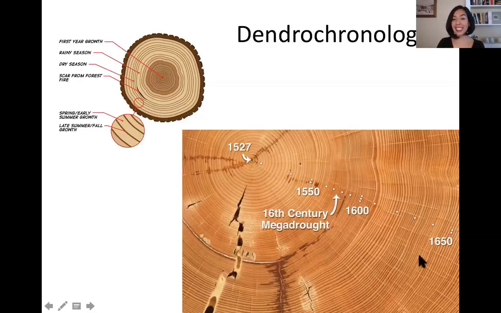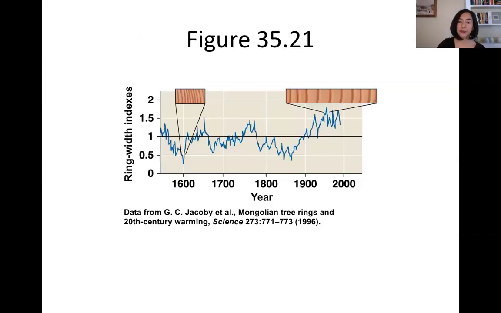So this tree was born in 1527, right, in the 16th century. And you can see that during the 16th century, we have an abundant amount of water because the rings are very thick, but suddenly we have a massive drought. It is called the mega drought. And dendrochronology, the study of the rings in trees, can tell us how the climate was in previous years or in previous centuries.